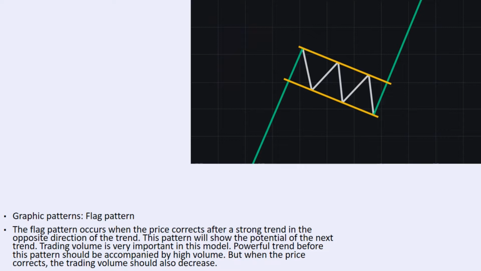This pattern will show the potential of the next trend. Trading volume is very important in this model. The powerful trend before this pattern should be accompanied by high volume. But when the price corrects, the trading volume should also decrease.